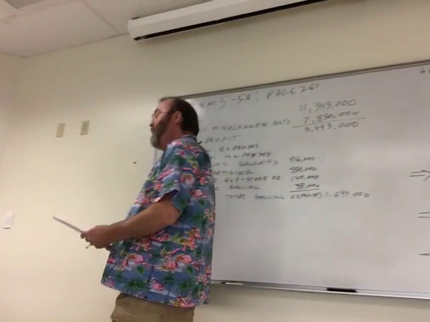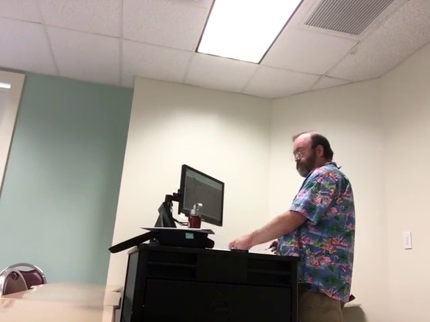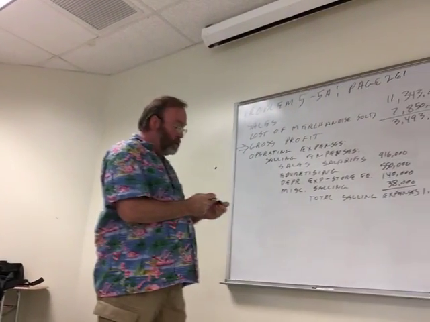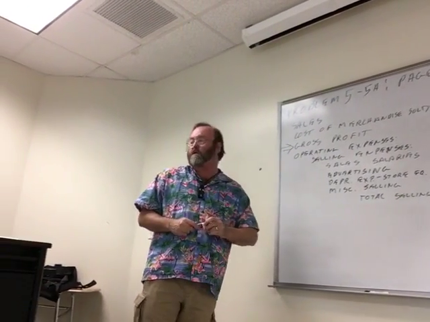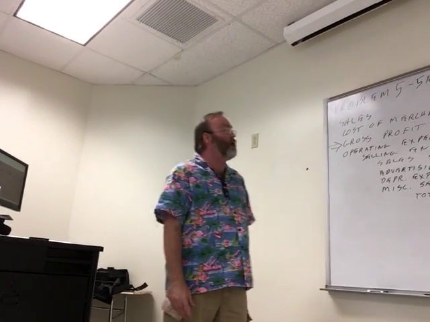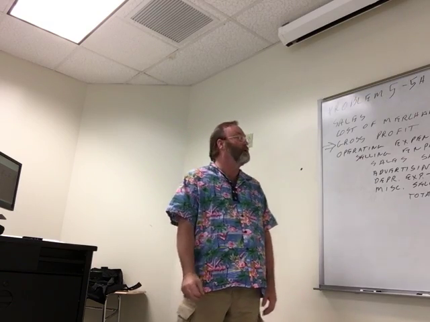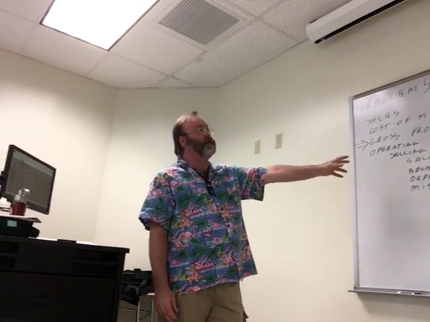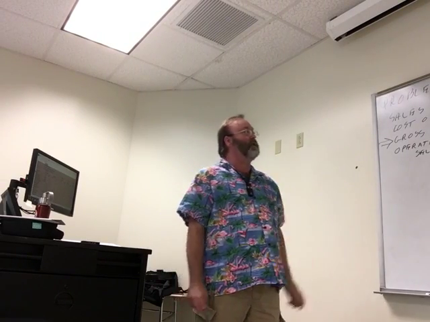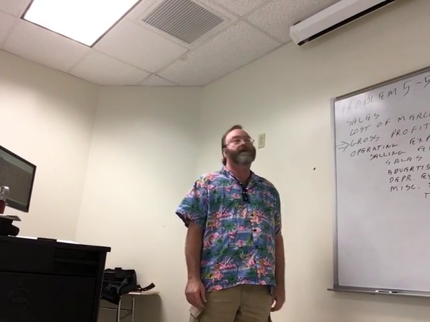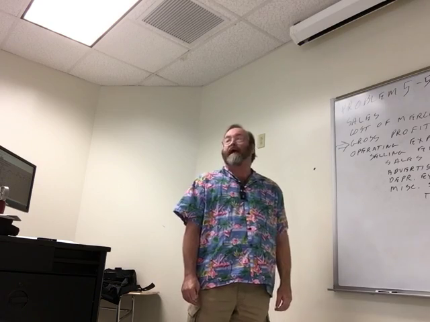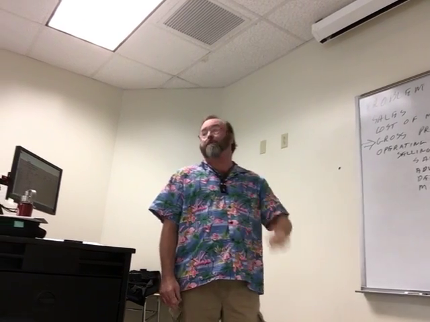All right? That's the multi-step income statement. So that's total sales minus cost of goods sold, which equals then gross profit, the first of the four subtotals in a multi-step income statement. From that, you subtract operating expenses, both selling and administrative expenses. That gives you income from operations.